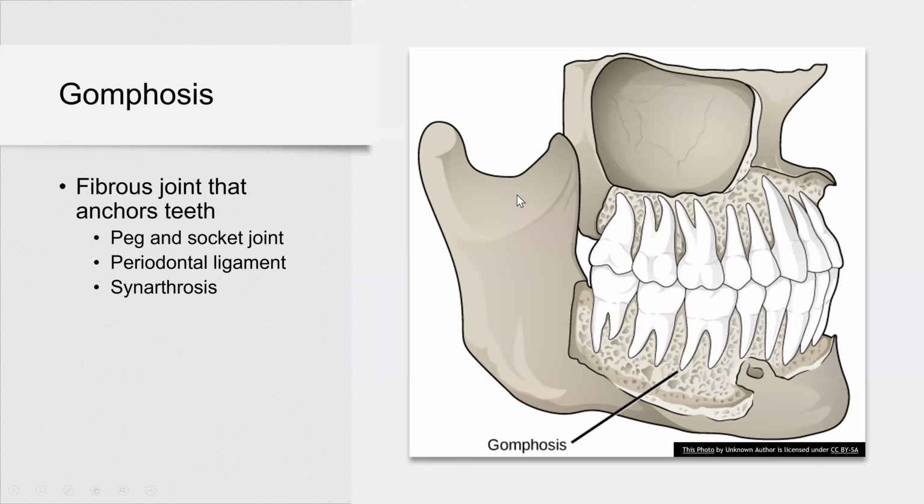So here's our gomphosis. It's a fibrous joint that anchors teeth. It's a peg and socket joint, and the fibrous membrane forms the periodontal ligament. And as I already mentioned, it's a synarthrosis, so no movement within this joint.